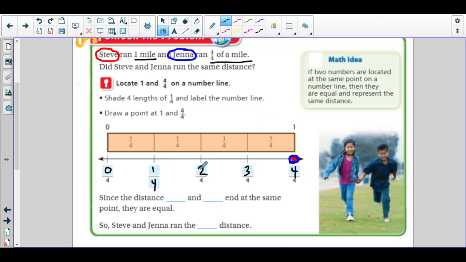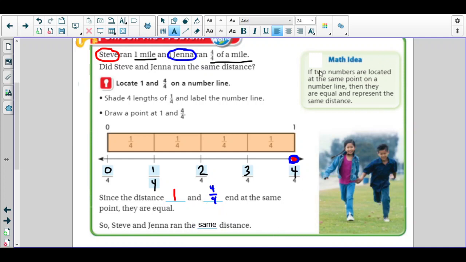All right. So since the distance 1, that's what Steve had, and 4/4, that's what Jenna had, and at the same point, they are equal. So Steve and Jenna ran the, anyone? That's right, the same distance.